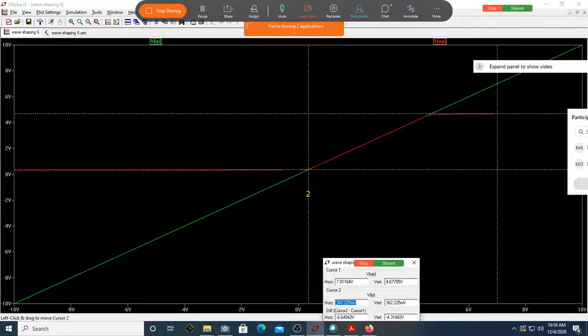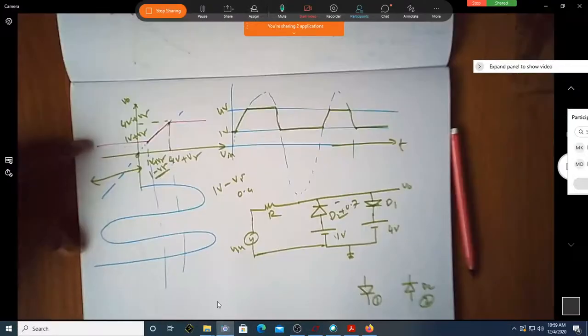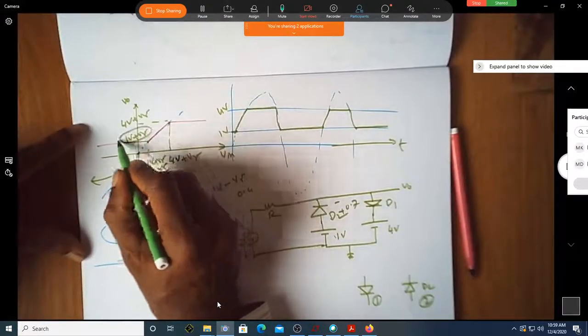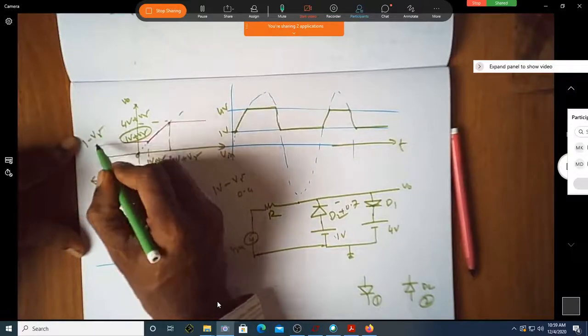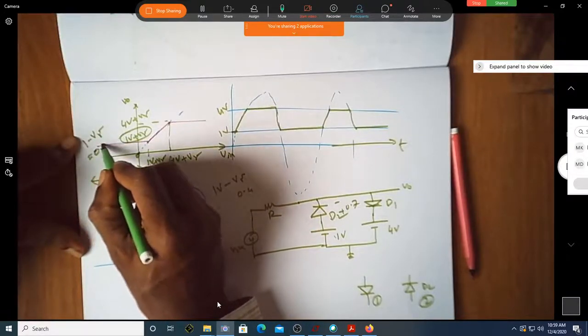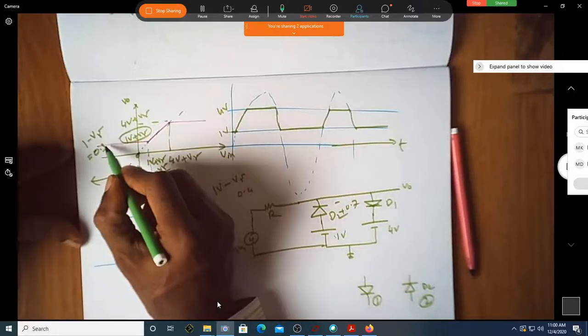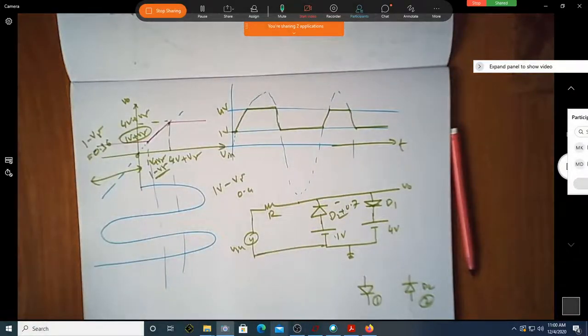Yes, sir. And what is the output voltage? The output voltage is also not 1 plus V gamma. It's actually 1 minus V gamma. So it is 1 volt minus V gamma, which is 0.3 or 0.4 volts, maybe 0.36. That you can see here.